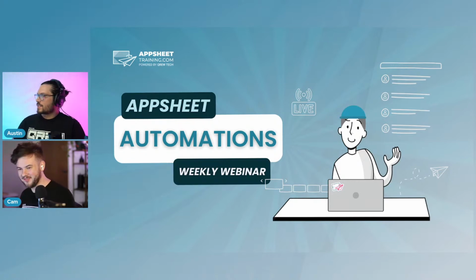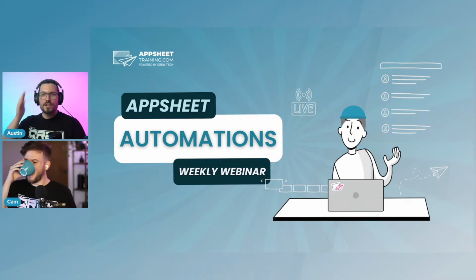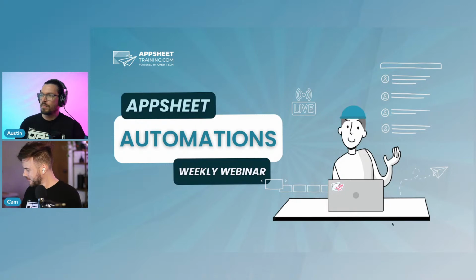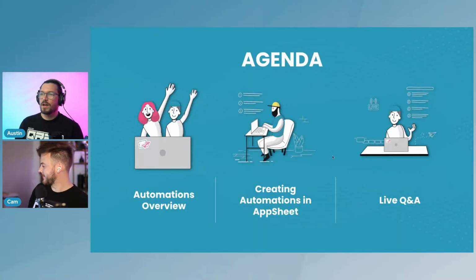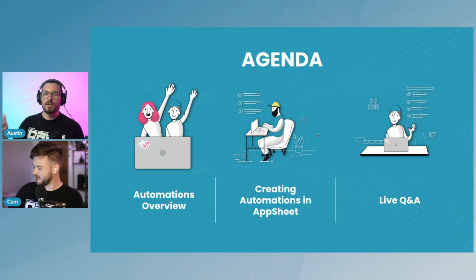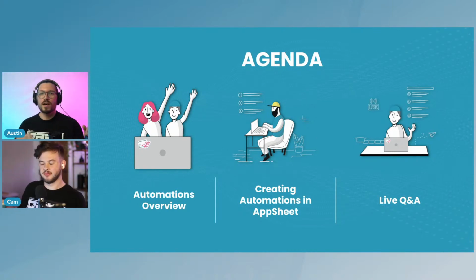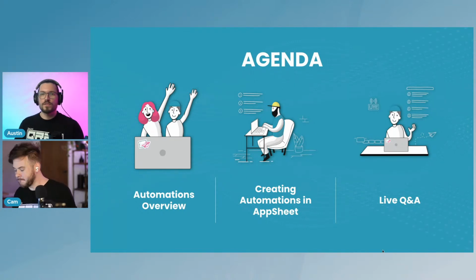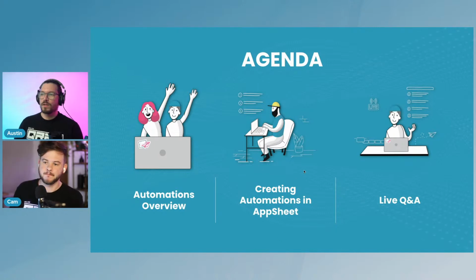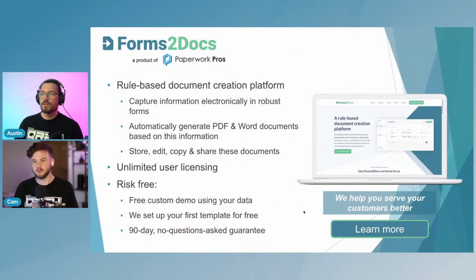All right. Well, it looks like everybody's joining in. We're excited you guys are here. So we're going to continue going on. Keep asking those questions and hitting us up on the chat. All right. So today's agenda, we're going to be looking at automations as an overview. And then Cam's going to go into how to create those automations in AppSheet. And then we've got some time reserved to answer your questions with live Q&A at the end. So make sure you're sticking around.